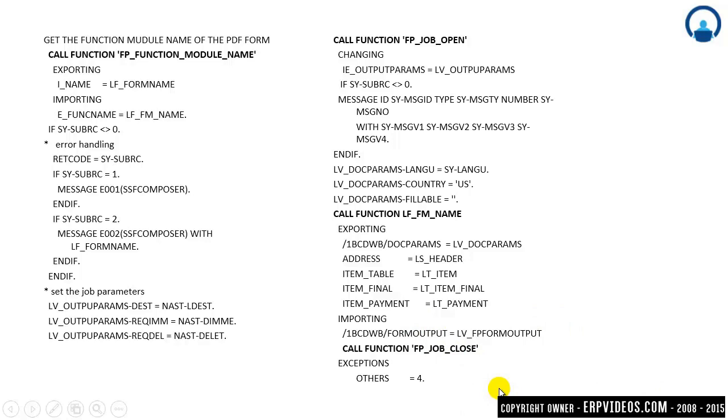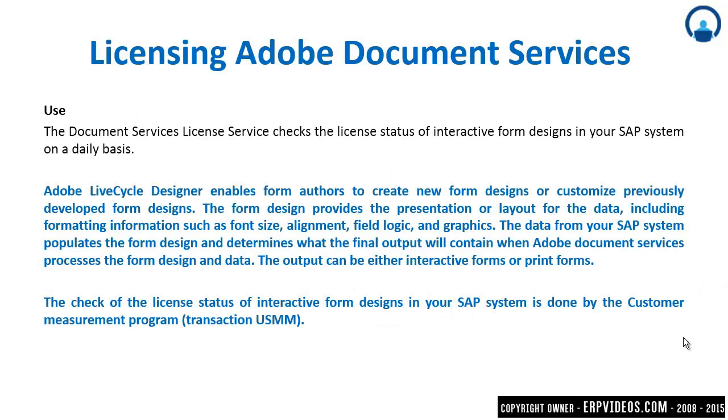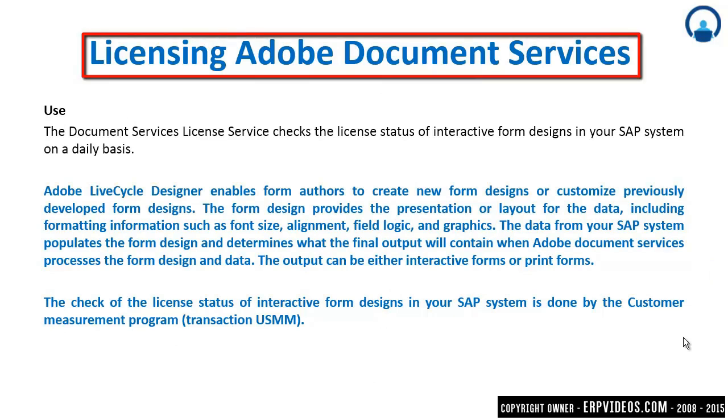So these are the different function modules which we use under the driver program when calling that particular PDF form with the help of a driver program. Here we have seen the use of different function modules where we will call that particular Adobe form under the PDF with the help of a driver program. Next we'll see about licensing Adobe document services.